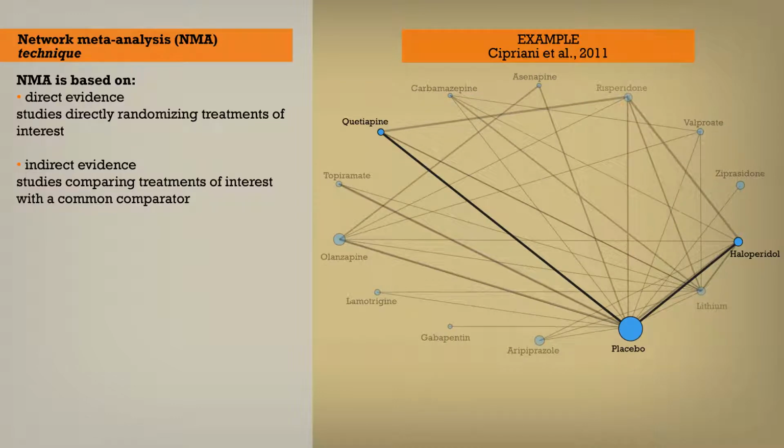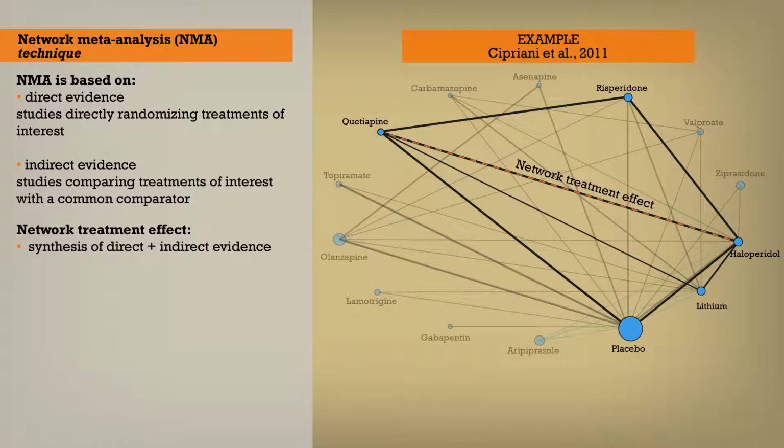In a larger network of treatments, there is not necessarily only one indirect path from one intervention to another. In a full network, indirect evidence about haloperidol versus quetiapine can be obtained via multiple routes by combining the direct estimate that each path involves. Additionally, when direct evidence about haloperidol and quetiapine is available, it is possible to synthesize it with indirect evidence into a single powerful pooled estimate, which is termed network treatment effect.